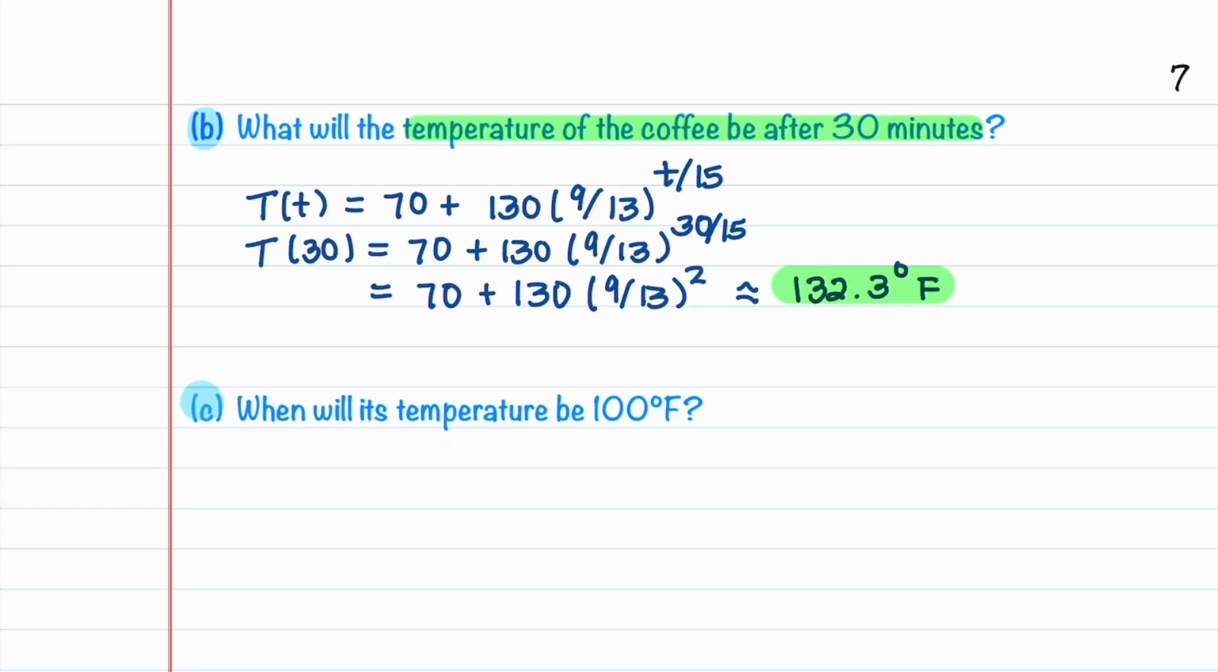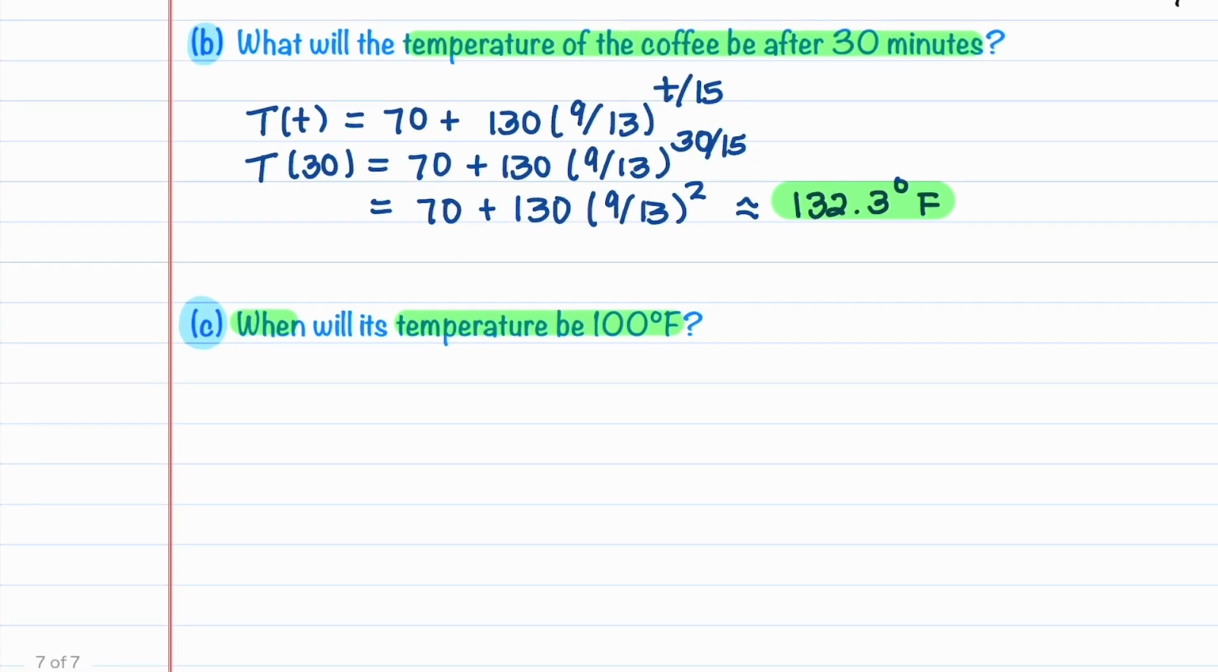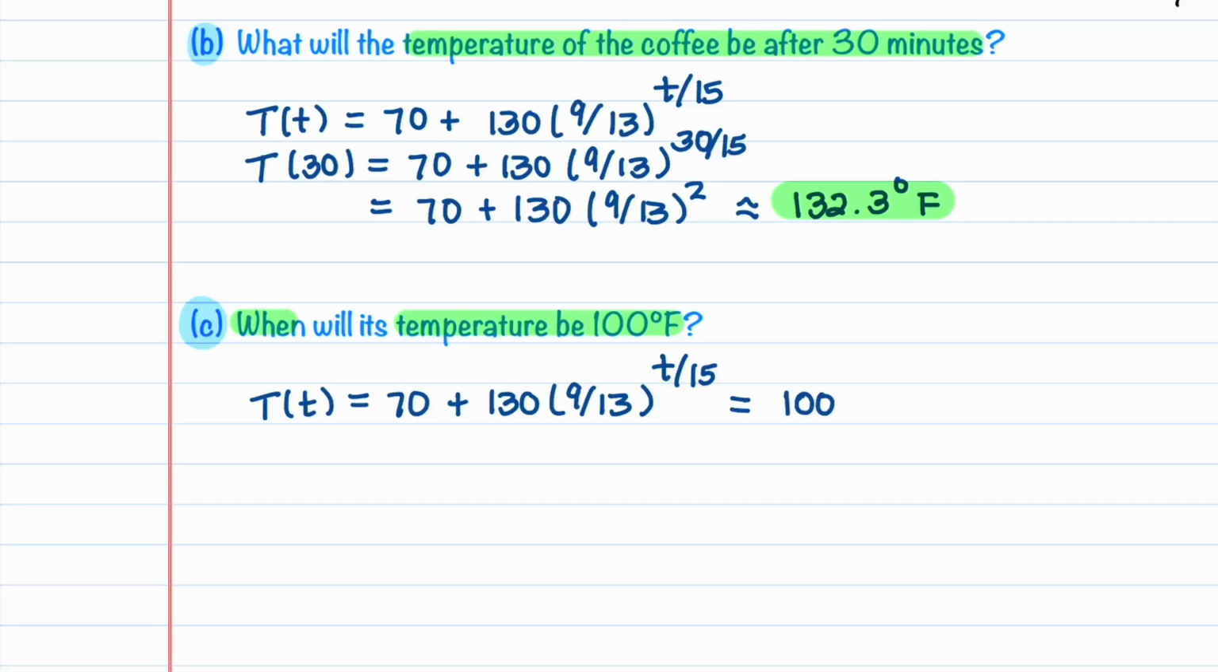The last question that we're going to look at is when will the temperature be 100 degrees Fahrenheit? Whenever you're asked to find when, that means you are going to solve for time t. So let's go ahead and start by again putting down our equation for our temperature. We have T at t is 70 plus 130 times 9 over 13 raised to the t over 15. And we want to know when this is going to be equal to 100 degrees.